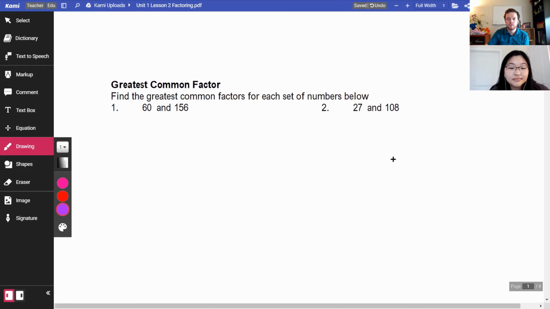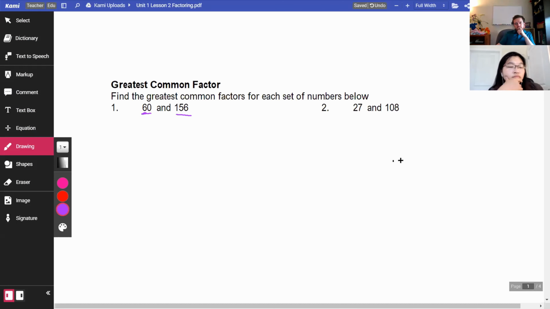All right, the greatest common factor. So notice that this doesn't say prime anymore. We're no longer looking for a prime factor for these numbers. I want you to find the largest number, the greatest number, that goes into both of the numbers presented. So here I have 60, and here I have 156. Do you have any ideas on how to approach this problem?